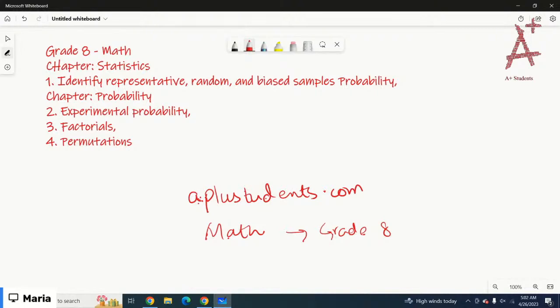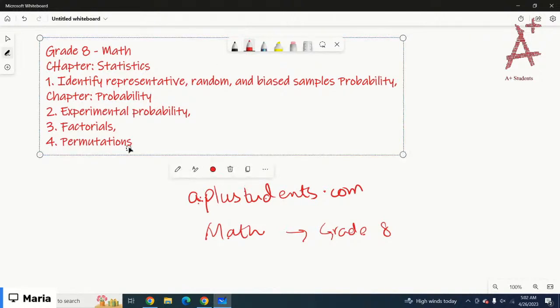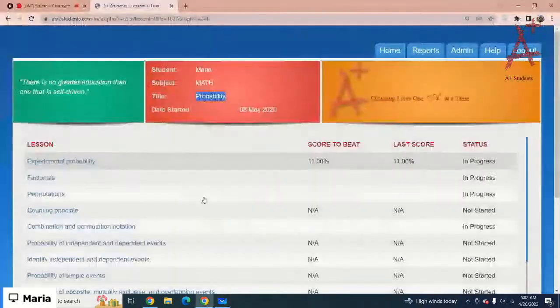So we're going to start with the chapter statistics. The lesson we're going to cover today is identify representative, random and biased samples. Then we're going to start the chapter probability, and the lessons we're going to cover are experimental probability, factorials and permutations. So let's just start with the first lesson, that is from the chapter statistics.